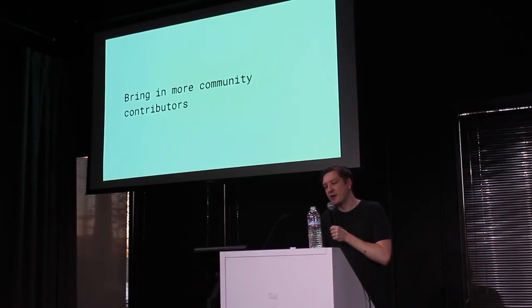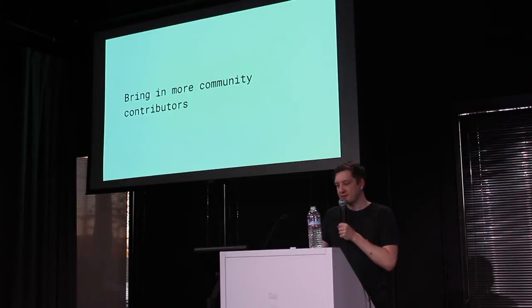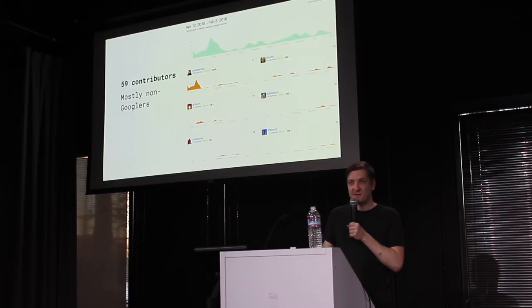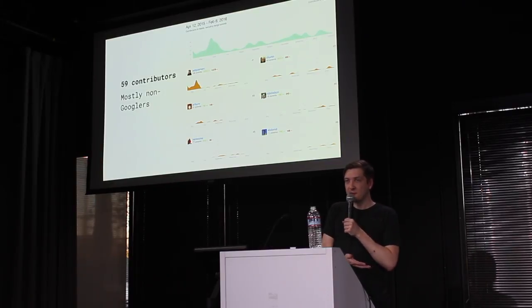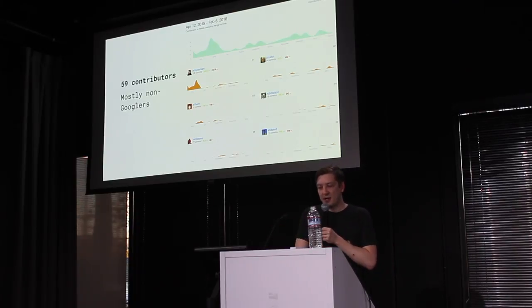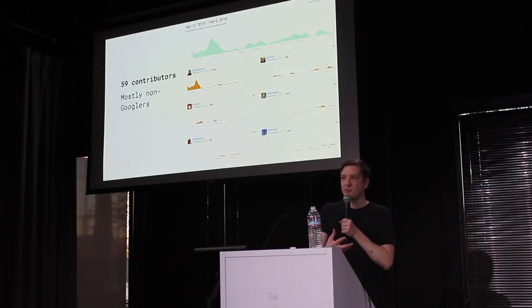Now the last thing we're working on is seeing if we can bring more community contributors into the project. We have a project called Polymer Starter Kit, which right now has 59 contributors. It is mostly non-Googlers that do the work on this. Some of these folks are here tonight. And I think we want to get to a level with Polymer and the Polymer elements where we have that same level of community interaction and engagement.